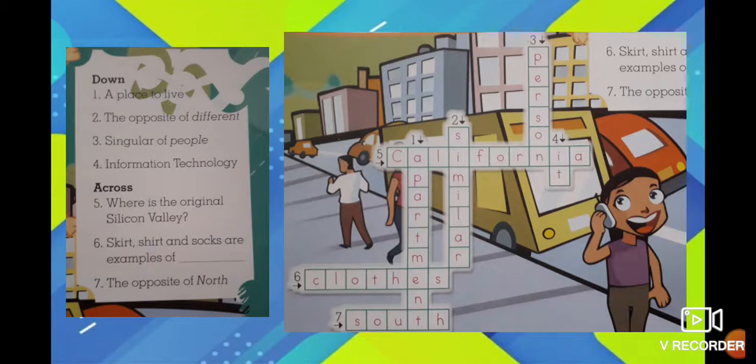Then we have, what is the original Silicon Valley? You know that the original is in California. Skirt, shirt, and socks are examples of clothes. Yes, and the opposite of north is south. Remember, these are two of the cardinal points. Yes. Okay, so let's see.